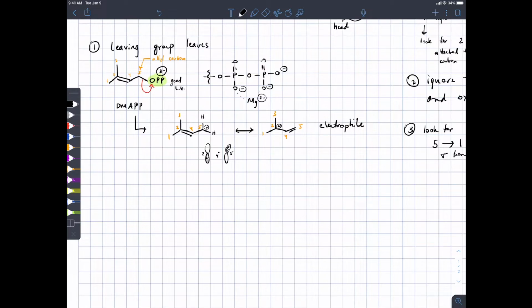Okay, so questions about leaving group leaves so far? I think you've seen something like this before, only the leaving group was chloride or bromide or something, but it's really no different. It's just the pyrophosphate group leaves. Okay.